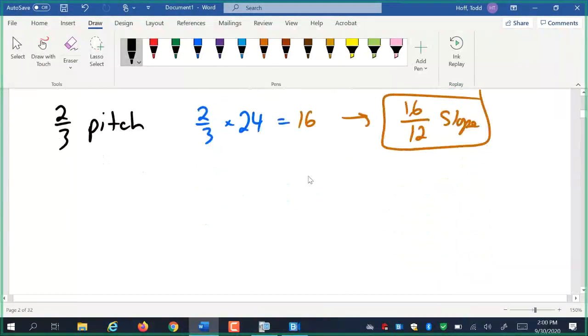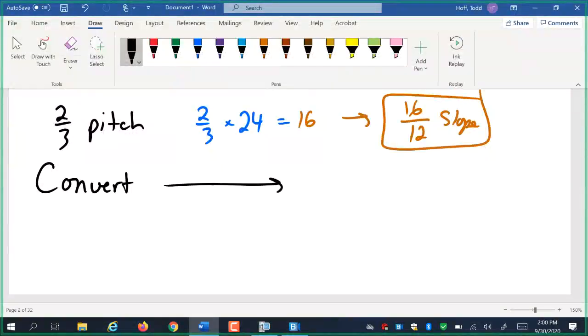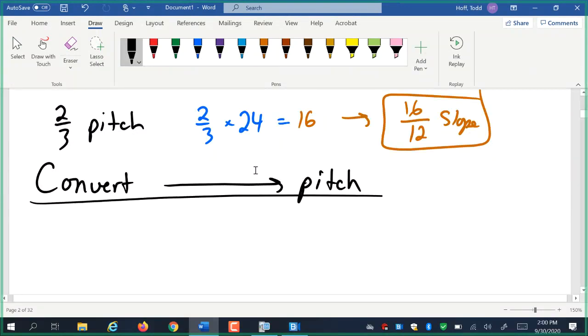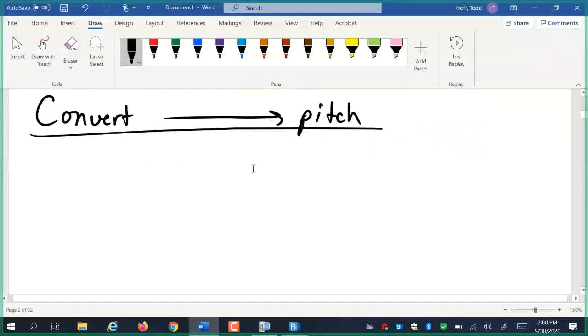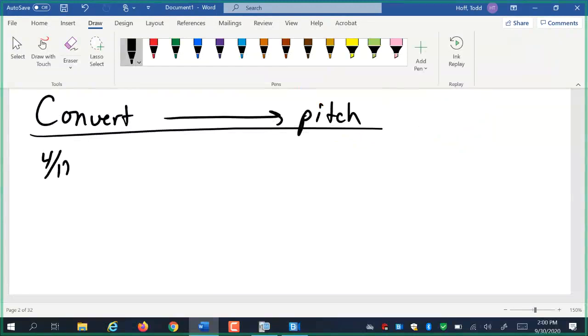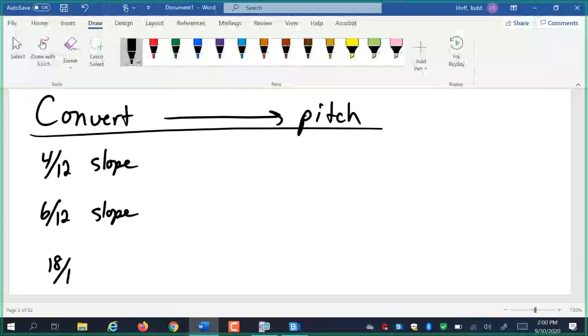Good, well, let's convert some slopes back into pitches. Let's see, a 4/12 slope, 6/12 slope, and let's do an 18/12 slope. Convert those and we'll go over them in just a minute.